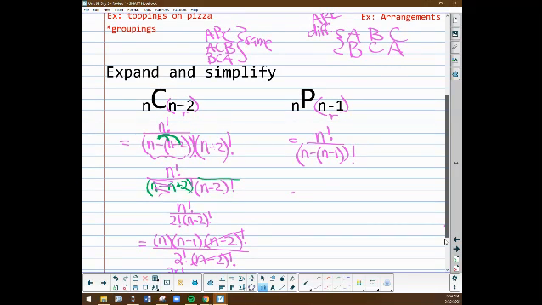Now, keep simplifying. N factorial stays on the top. Distribute in the negative. So on the bottom, I have N minus (N plus 1) factorial. N and N will cancel out. That leaves me with N factorial over 1 factorial. 1 factorial is just 1. So over 1, or just N factorial. That one was a little bit better.